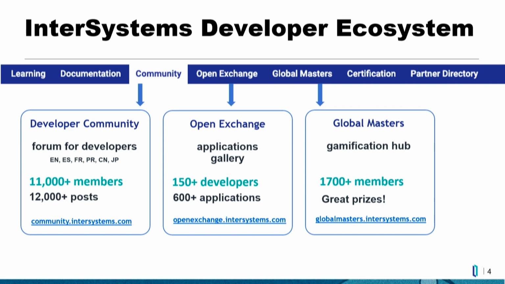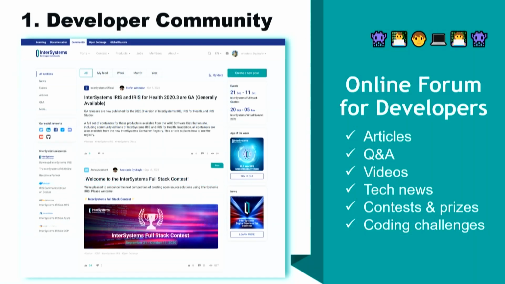So we're going to talk about these three main areas: our forum, our open source app gallery, and our Global Masters program. I'll start with the forum. It is kind of the communication hub of our developer ecosystem. It is now 11,000 active members strong, and it's available in 6 languages. As I mentioned, it's the communication hub, but it is not a one-way communication. It is a conversation where everyone in the community can take part.